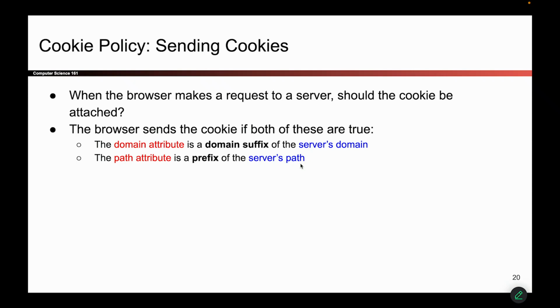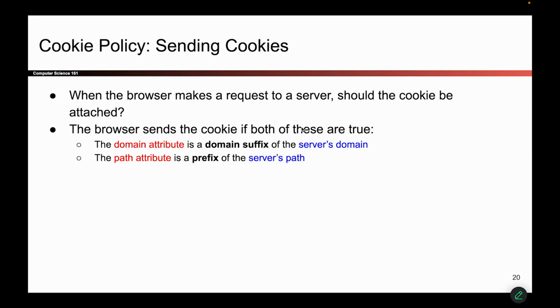So for example, if I type www.evil.com into my browser and I press enter, then these two values in blue would be related to evil.com. So this is who I'm trying to talk to. This is the particular cookie that I'm trying to analyze. And the question I want to ask is whether this cookie is relevant for this particular request.